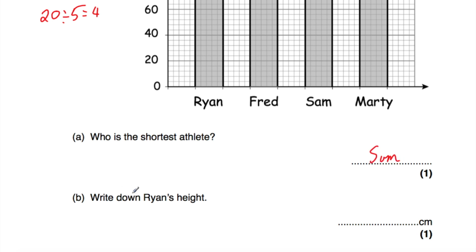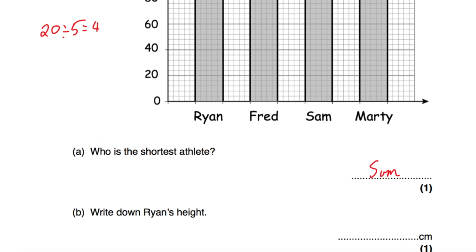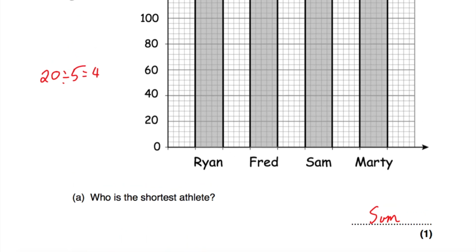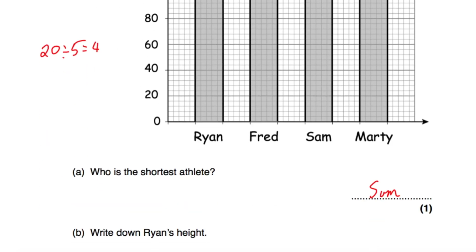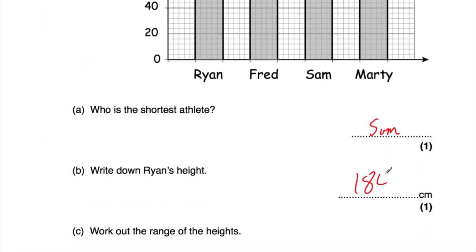And then part B says, write down Ryan's height. So Ryan is this first bar, so let's look at his height. So we've got 180. We've got one more square, and each one of the little squares is worth 4. So that's 184 centimetres.